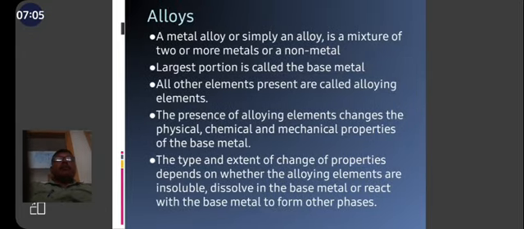What is meant by alloy? An alloy is simply a mixture of two or more metals or non-metals. The largest portion is called the base metal. All the other elements present are called alloying elements. The presence of alloying elements changes the physical, chemical and mechanical properties of the base metal. The type and extent of change of properties depends on whether the alloying elements are insoluble, dissolve in the base metal, or react with the base metal to form other phases.